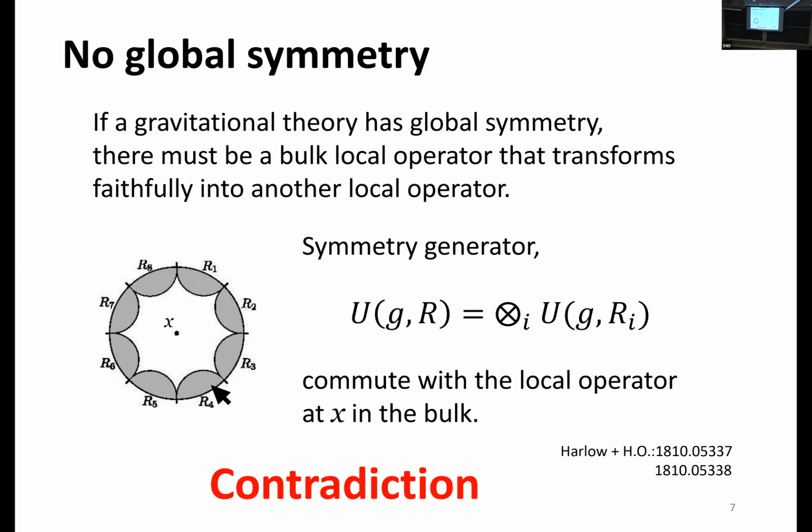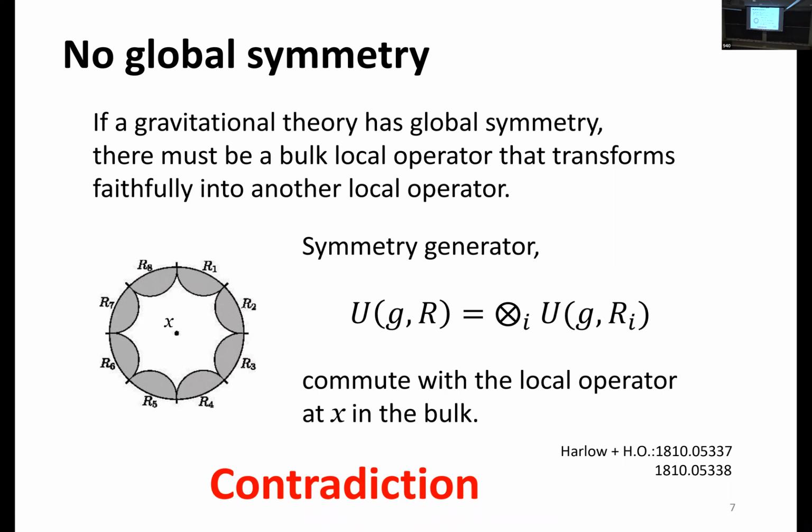And the entanglement wedge of each of these regions is not covering this point X. So each one of these U's commutes with this operator X. That means this unitary operator would commute with X, and that's a contradiction. So therefore, there cannot be such an operator. So therefore, the symmetry has to act trivially. So that's the end of the proof.